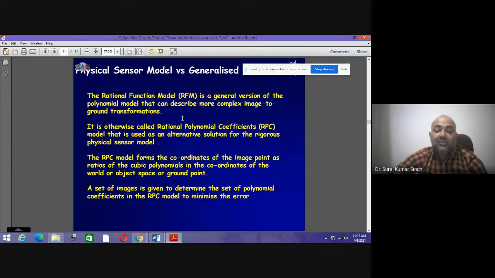The rational function model is a general version of the polynomial model that describes more complex image to ground transformation. It is otherwise called the rational polynomial coefficient model, which is used as an alternative solution for the rigorous physical sensor model. The RPC model forms the coordinates of an image point as the ratio of cubic polynomials in the coordinates of the world or object space, or the ground point. A set of image points is also given to determine the set of polynomial coefficients in the RPC model to minimize the error.